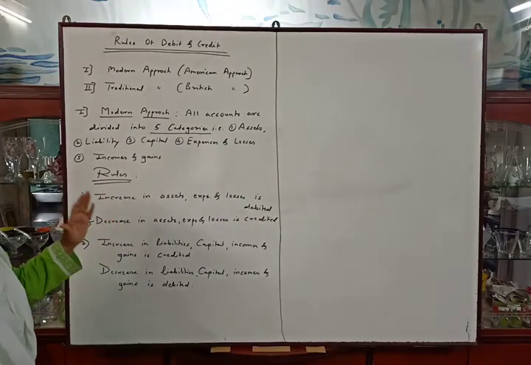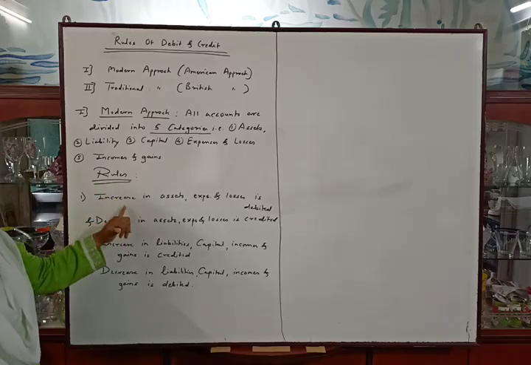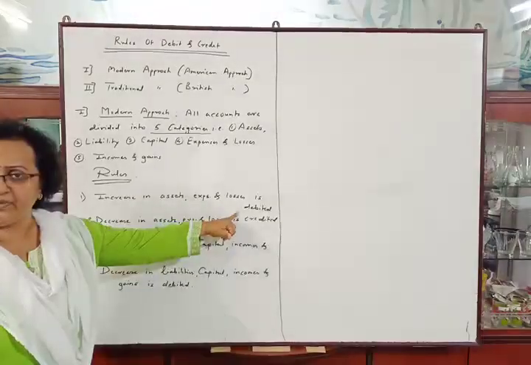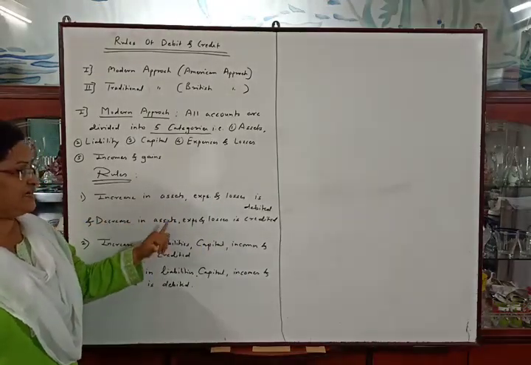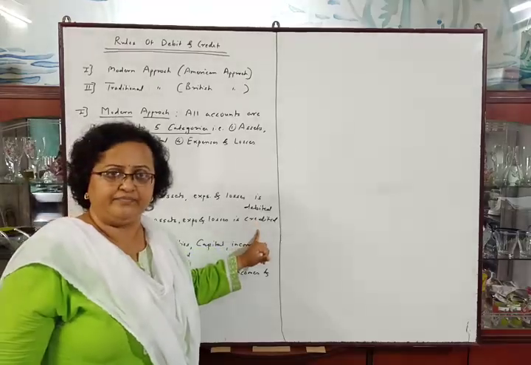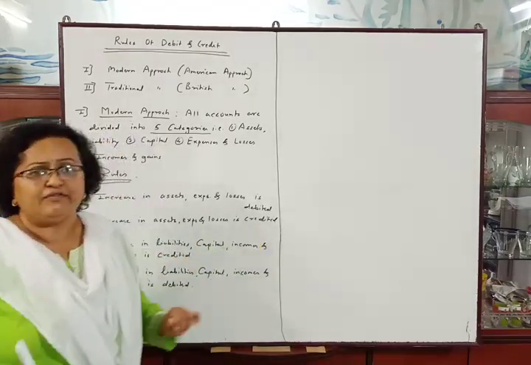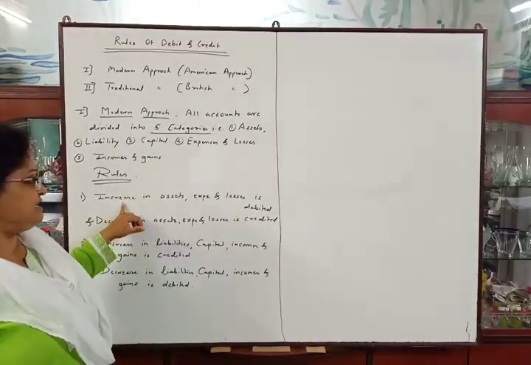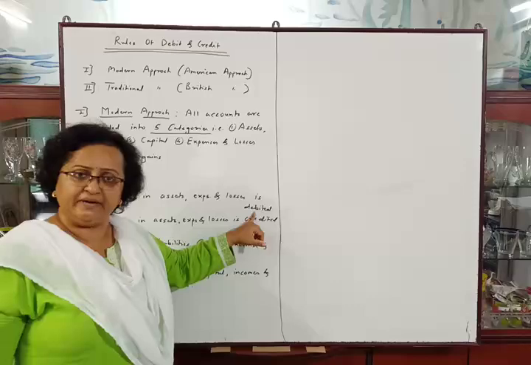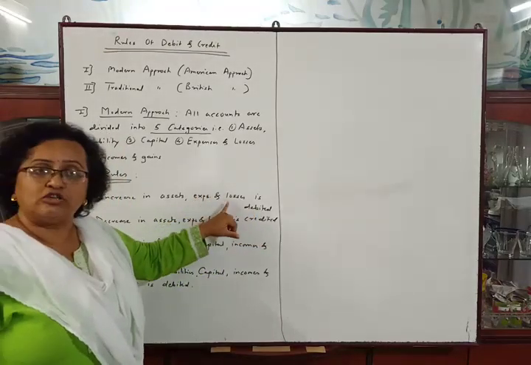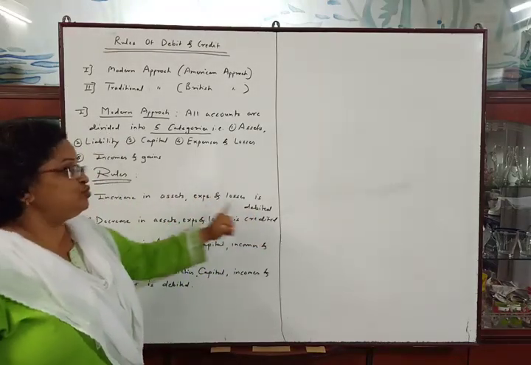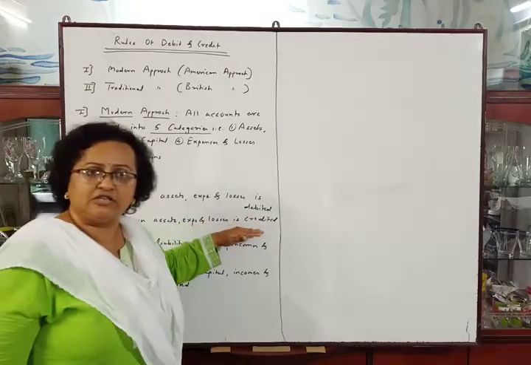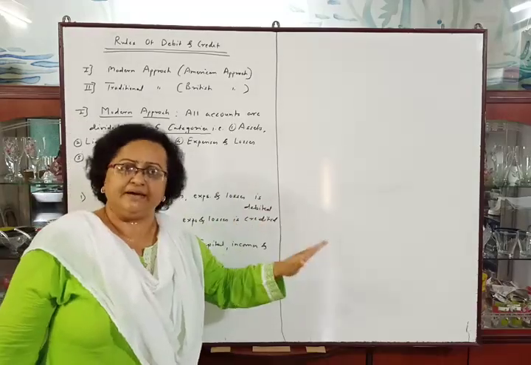This approach says that if there is increase in asset, expenses or losses, it should be debited, and decrease in asset, expenses, losses is credited. The meaning is that if due to any business transaction, if asset is increasing, that assets account should be debited. If expenses or losses are increasing, their account should be debited. If there is decrease in asset, expenses or losses, then their account should be credited.